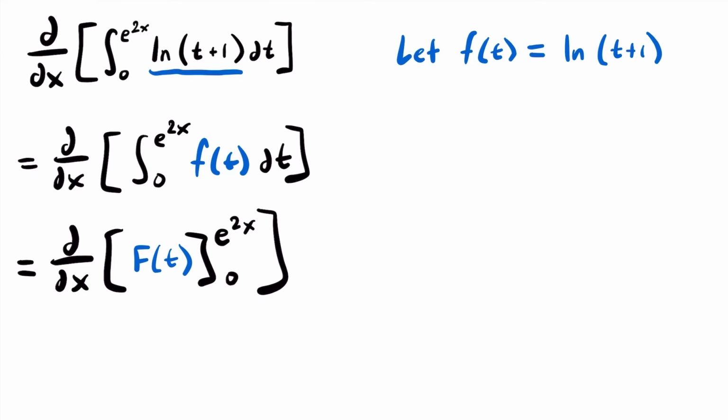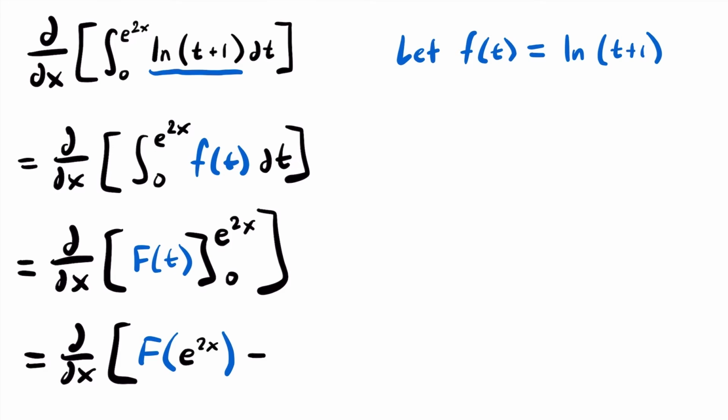And so let's work on that here. This will be equal to the derivative with respect to x of capital F of e to the power of 2x. So we'll have e to the power of 2x. And then we're subtracting capital F of 0. All right, so we have capital F of 0.